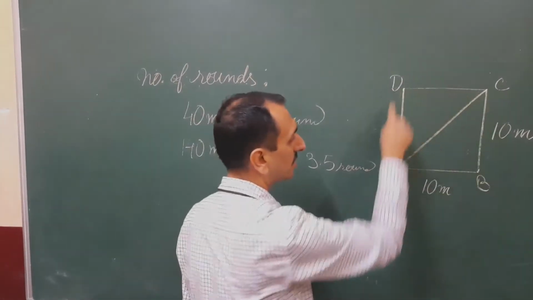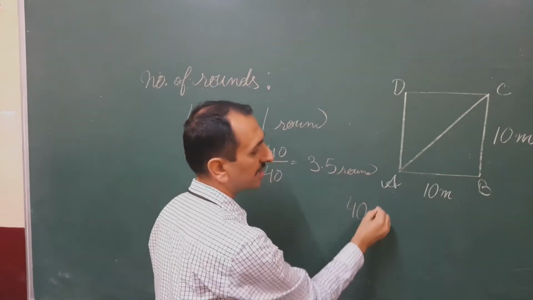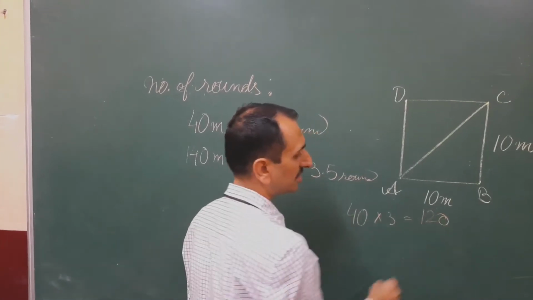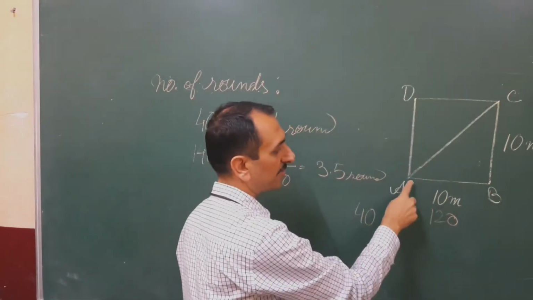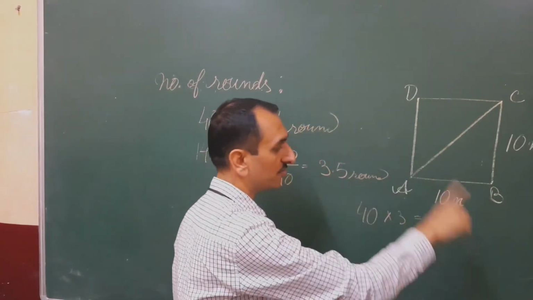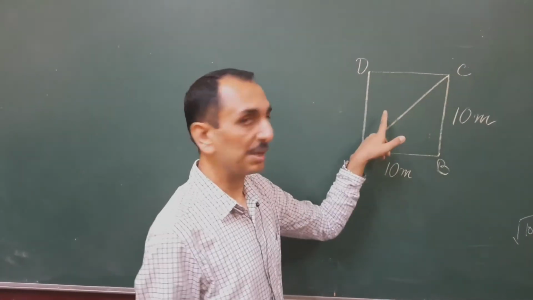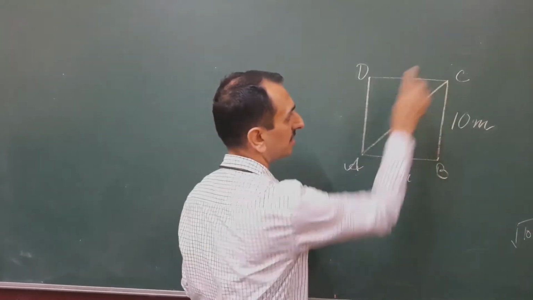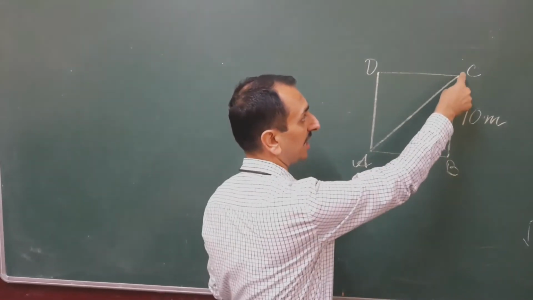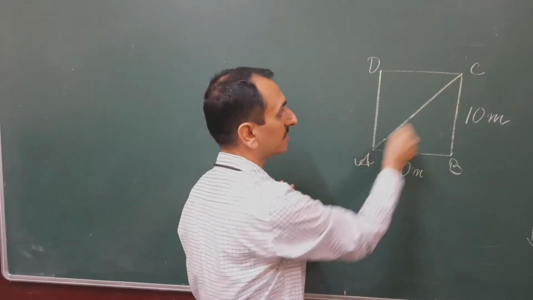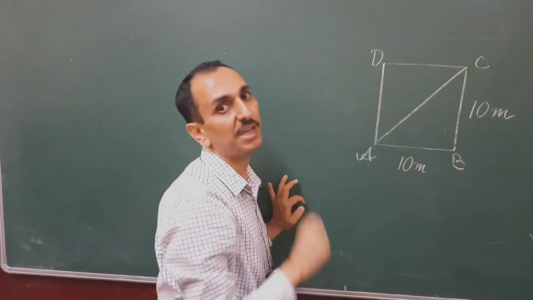In 1 round, we cover 40 meters. So in 3 rounds, it will be 120. 20 left means 10 and 10. The displacement will be calculated from A to C, and the rounds will be 3.5 rounds. AC is the hypotenuse in this right angle triangle, and this is the initial position. After completing 3.5 rounds, the person will be at C. That's why the shortest distance or length between initial and final position is displacement.